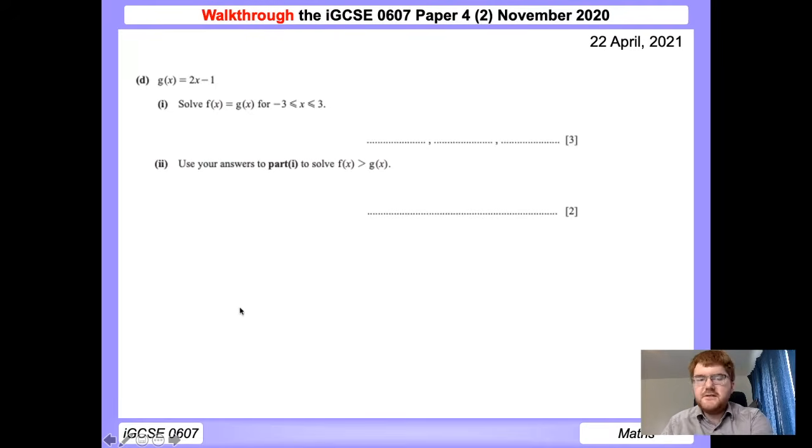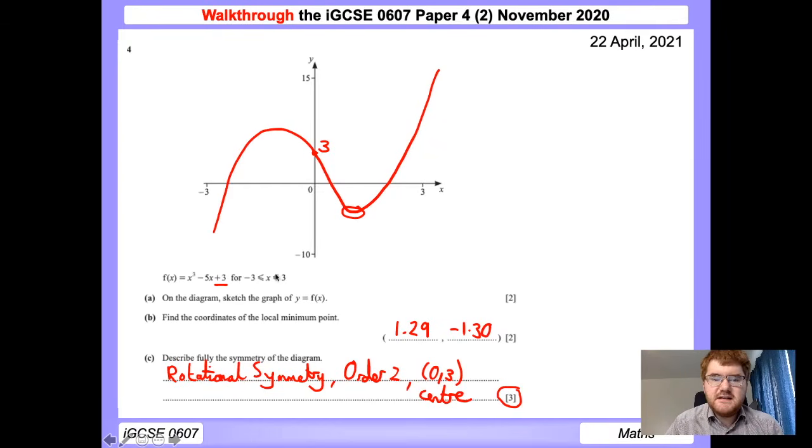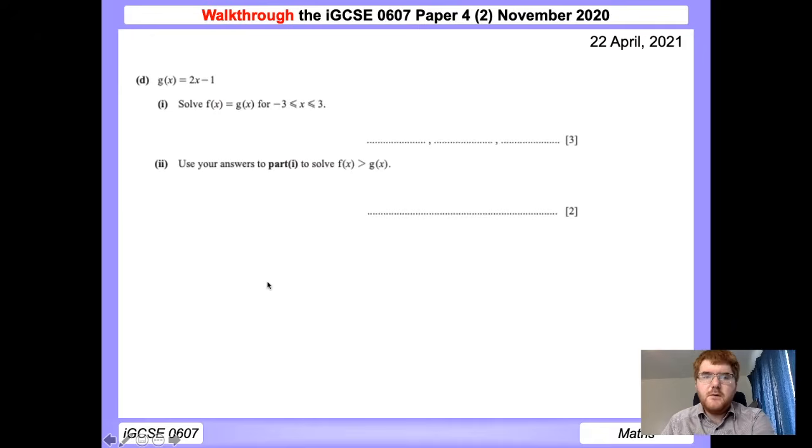The amount of times I've seen people try to equate these 2 things together and then solve it, you simply can't do that with IGCSE methods, possibly with IB methods. So we need to use the GDC way of doing this. So let me show you very quickly how we do this.